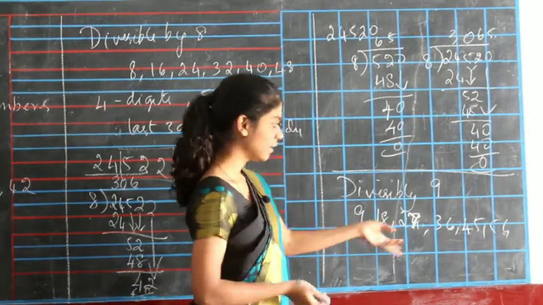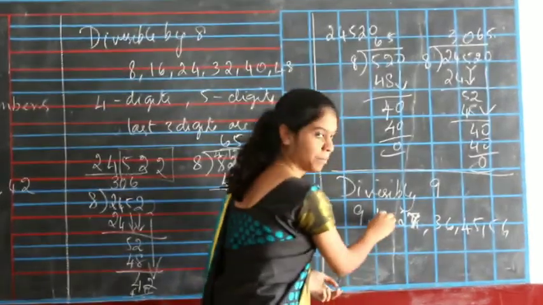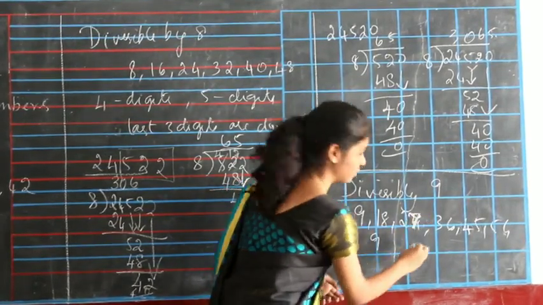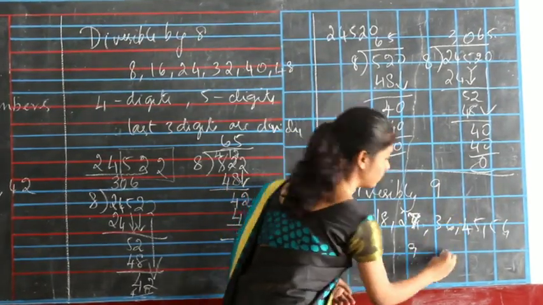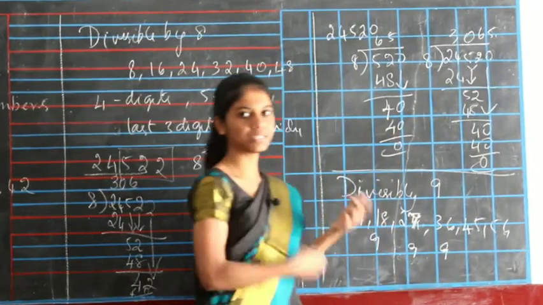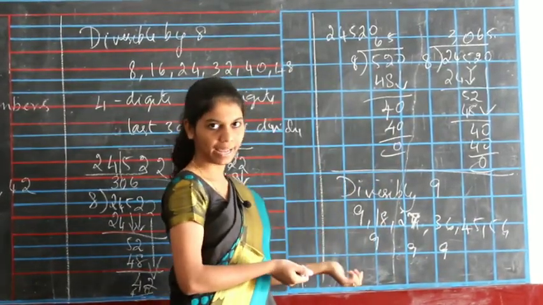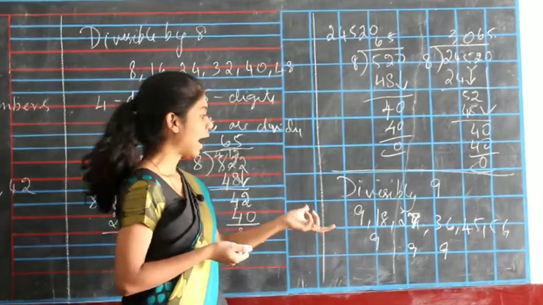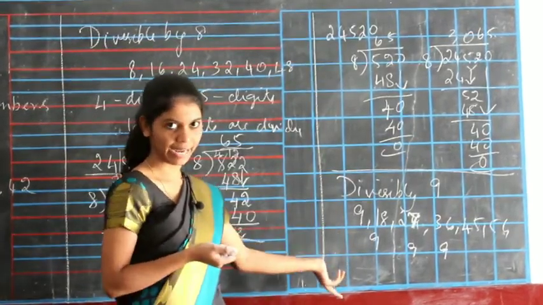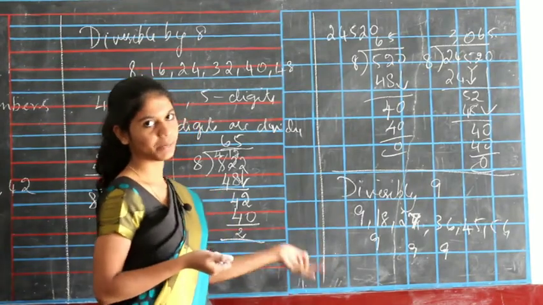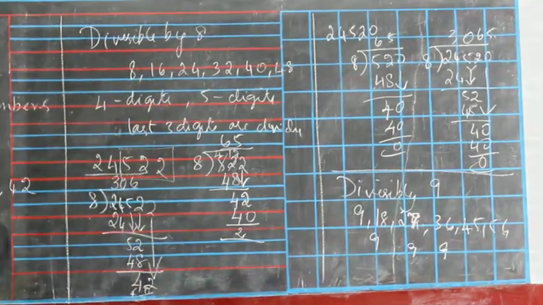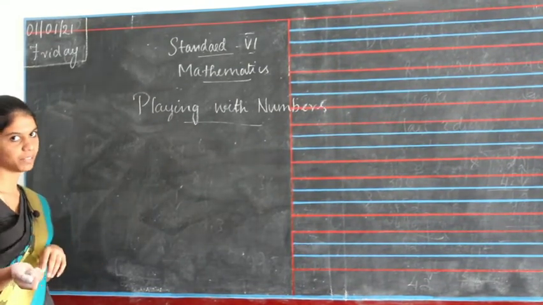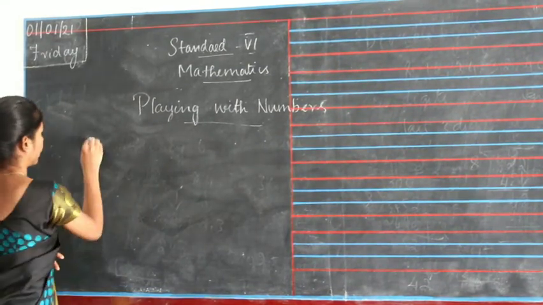Now you can see that if you add the digits of these numbers, 1 plus 8 will be 9, 2 plus 7 will be 9, 3 plus 6 will be 9. All these numbers, if you add their digits, you will get 9. So if the digits of a number are added and you get the answer 9, then the number can be divided by 9. Okay, so let's see an example whether this number can be divided by 9 or not.